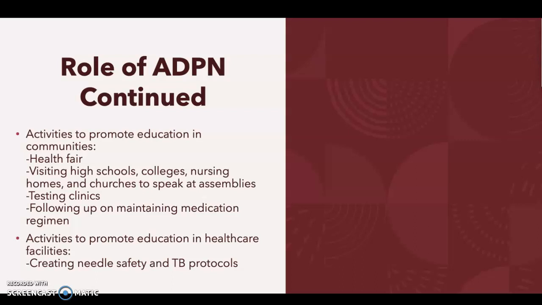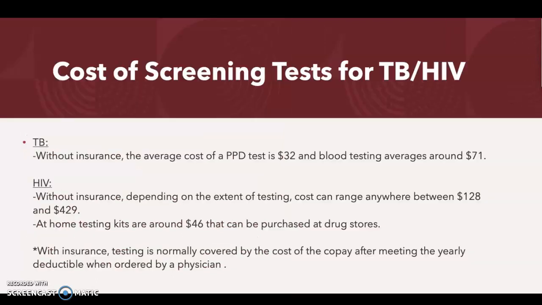So the needle safety would be to prevent stick injuries that could introduce HIV infection from blood, and then TB protocols, which are going to include providing PPE, N95s, gowns, protective eyewear, gloves, and negative pressure rooms, so that the air is not circulated through the air ducts, but it goes out to the outside, while isolating those patients to prevent the spread of TB infection.